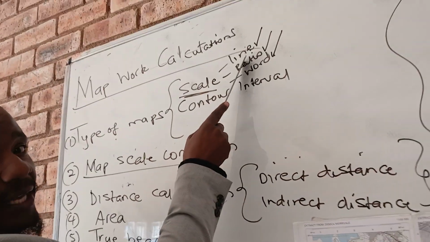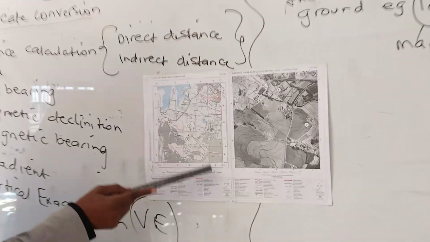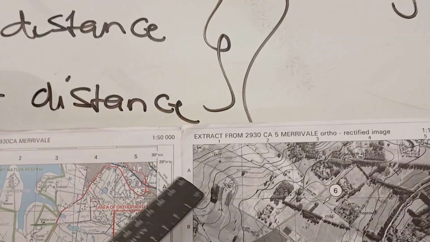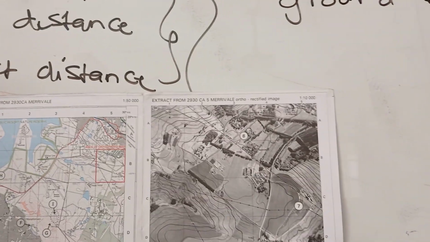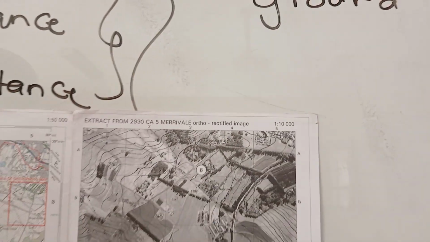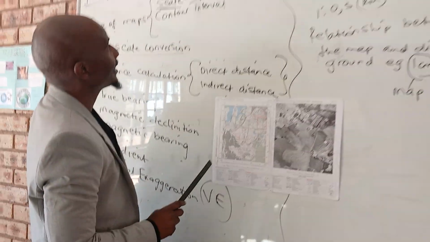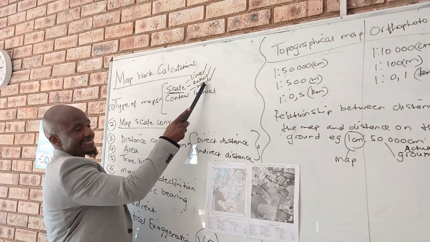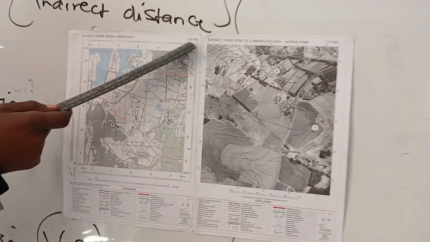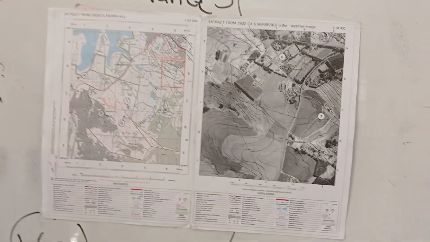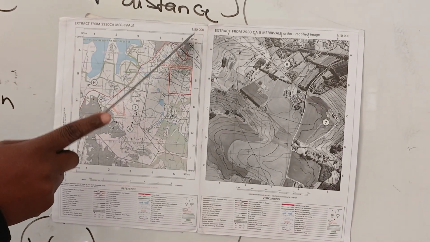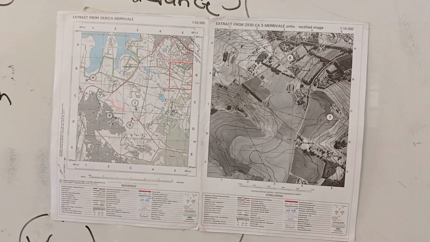Then we have what we call a ratio scale. A ratio scale, you can also find on a topographical map. For example, here 1 centimeter on the map represents 50,000 centimeters on the actual ground. On your orthophoto map, 1 centimeter on the map represents 10,000 centimeters on the actual ground. Then lastly, we have what you call a word scale. You can change your ratio scale into your word scale. How do you do it? Your word scale is more descriptive, like 1 centimeter on the map represents 50,000 centimeters on the actual ground. So that gives you your word scale.